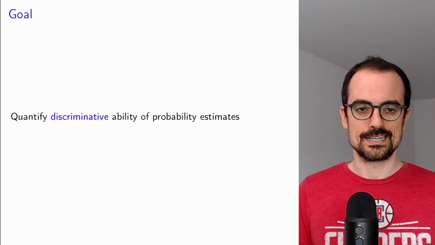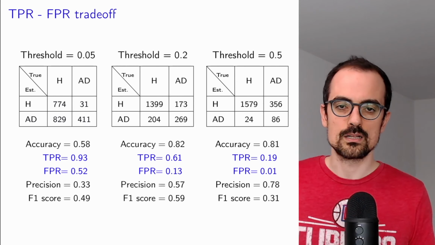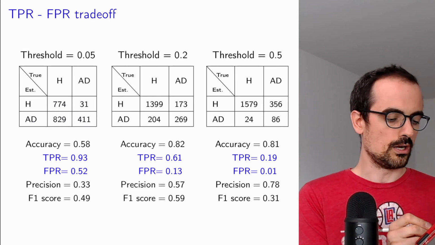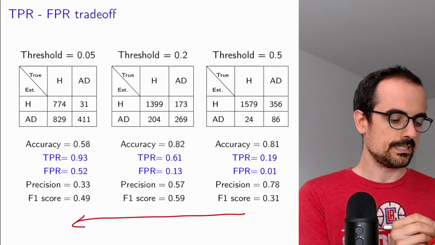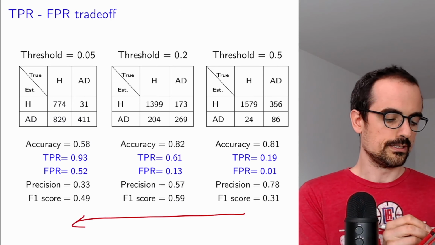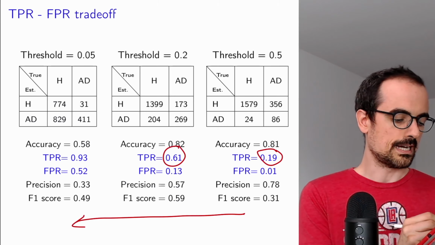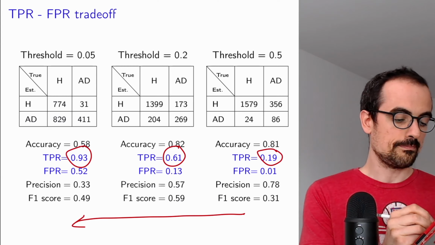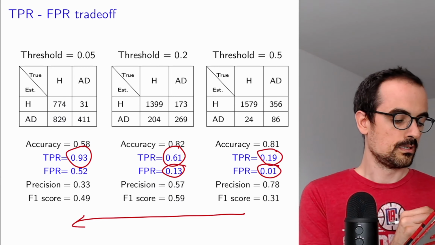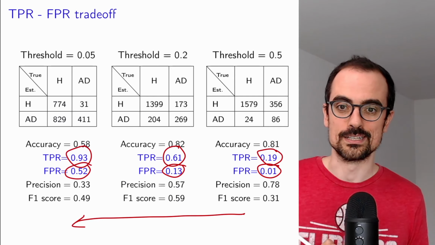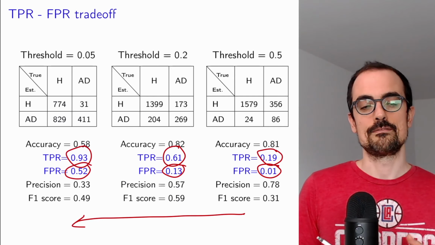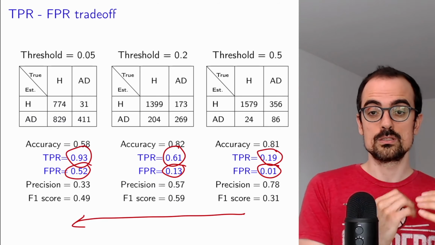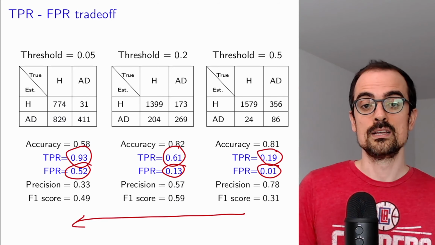In order to get some inspiration, let's go back to our results, and we will realize that when we go to a lower threshold, the TPR, here is 0.19, becomes higher and higher as we let in more true positives, and the FPR also becomes higher and higher as we let in more false positives. So there is this trade-off between TPR and FPR. We want the TPR to be as high as possible and the FPR to be as low as possible. When we move the threshold, we're increasing the TPR, but we're also increasing the FPR.